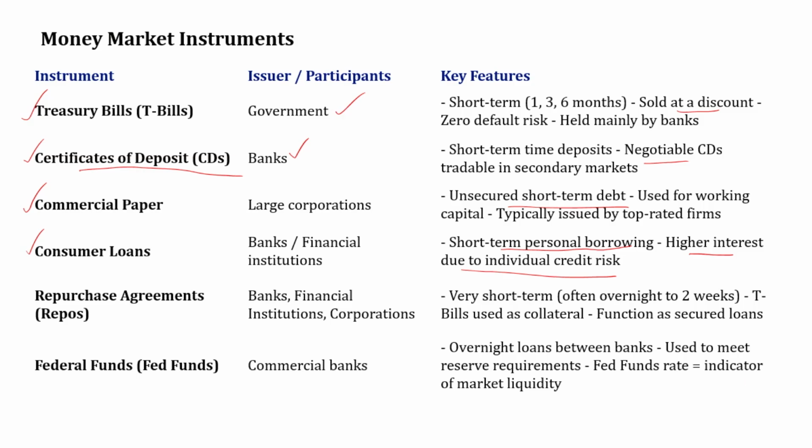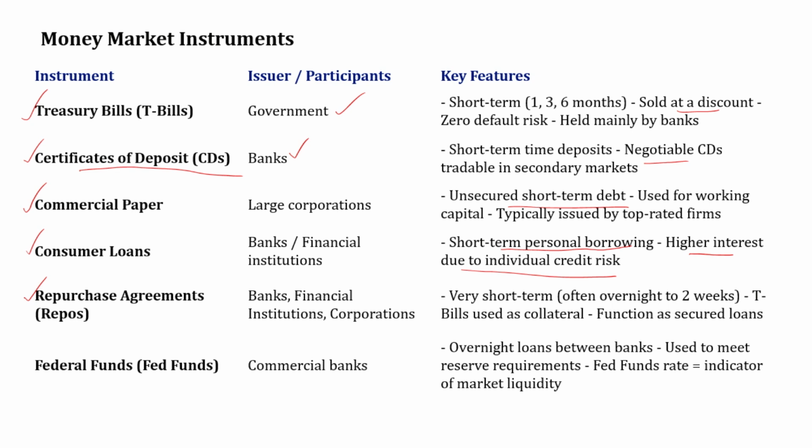Then moving to the next one, called repurchase agreements, shortly we call them repos. Repos are very short-term loans, often overnight. Here, one party sells a security, usually a treasury bill, with an agreement to repurchase it at a later date at a higher price. These function as secured loans and are commonly used between banks, financial institutions, and corporations.